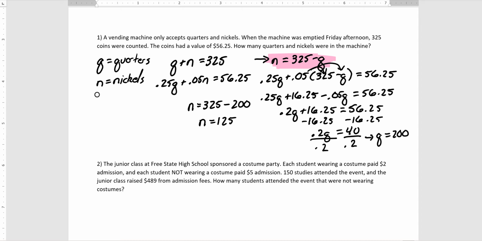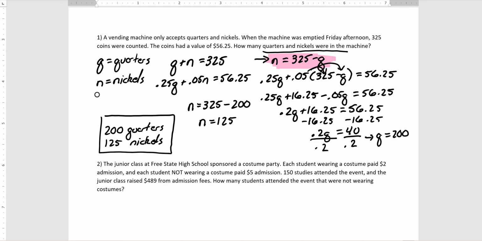So, now that we've found our values for the variables, we solved the system. We're not going to write a coordinate pair. We're not asking for a coordinate pair. They're asking how many quarters and nickels were in the machine. So I would answer that. I'll say there were 200 quarters and there were 125 nickels. And that right there is my solution.